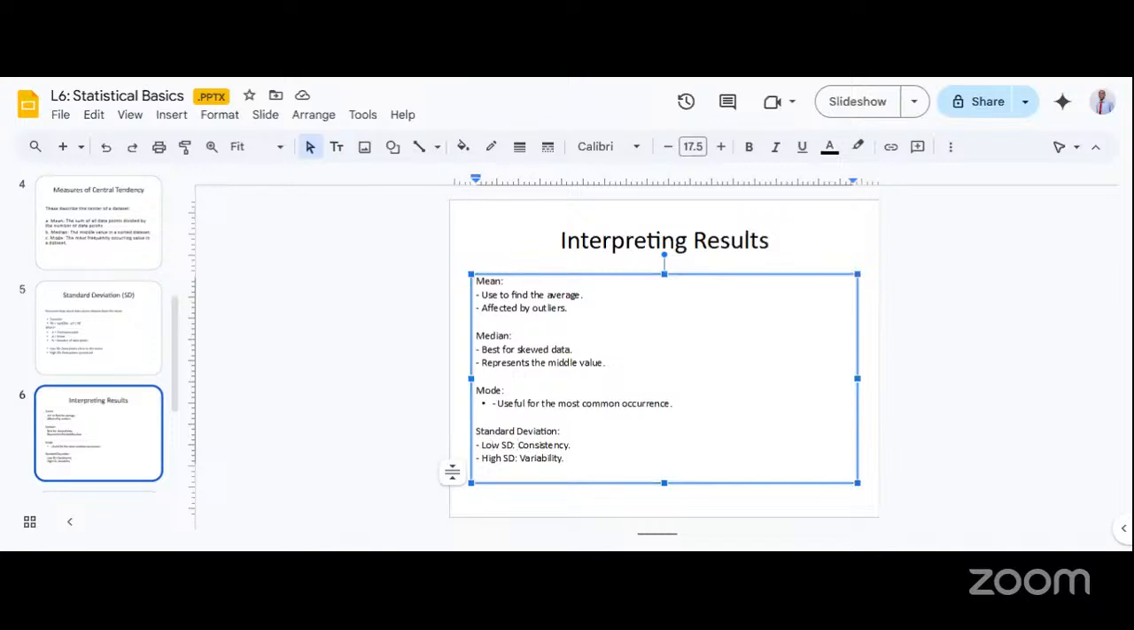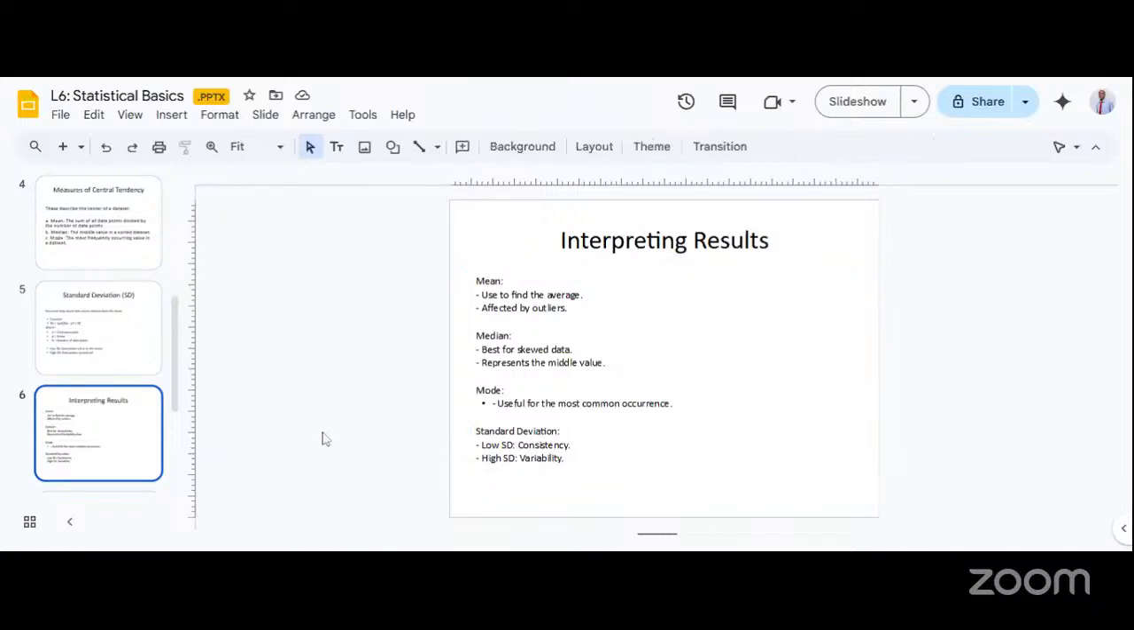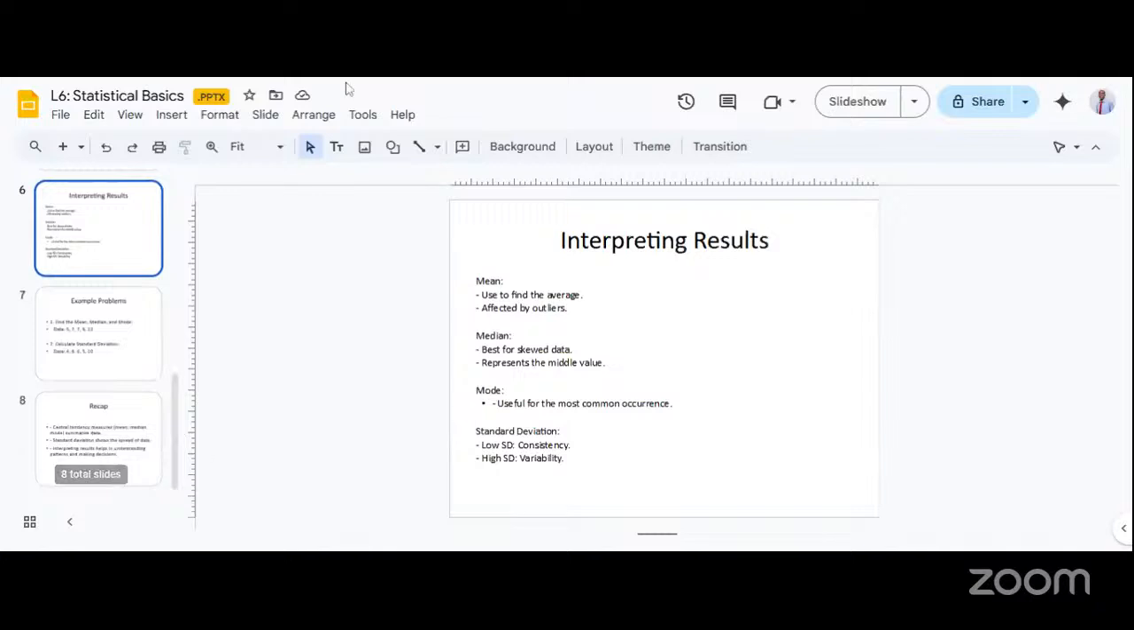Then if the standard deviation is very high, it means that there is too much variability. Variability is a statistical term called variance. So variance means how different the numbers are, what's the gap each number has from each other. That's basically what variance is.